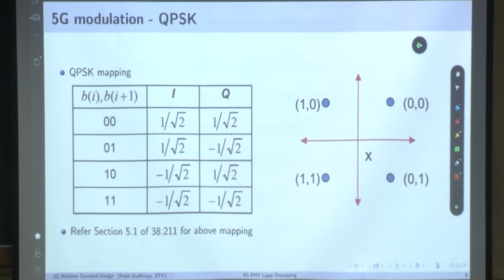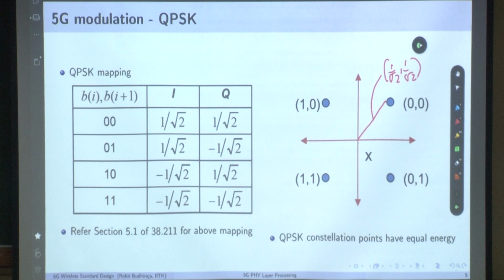Now, more crucially, from the scrambler point of view, you look at this QPSK modulation, this is called a constellation plot, and all the points in this constellation plot have equal energy. That is something we have to see. Why? How do you calculate energy? Energy is basically the distance of a point from the origin. You look at this coordinate, 1 by root 2 and 1 by root 2. So what is the distance?